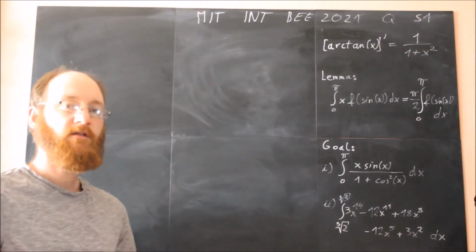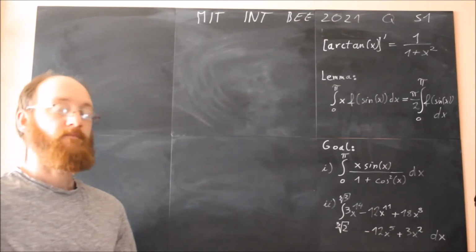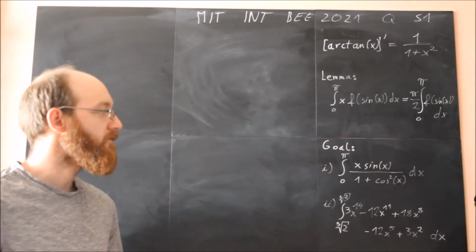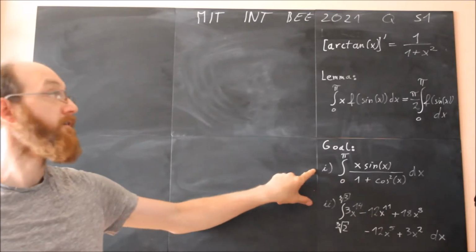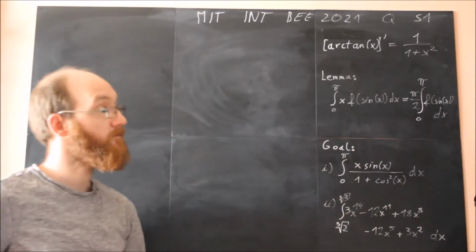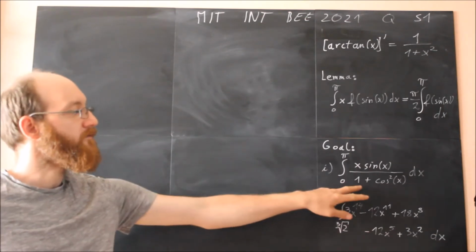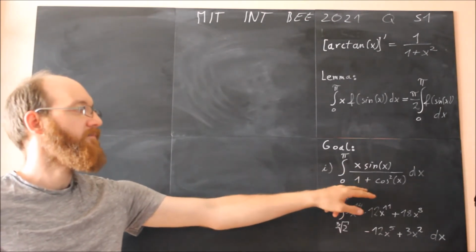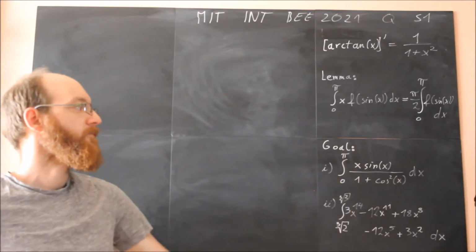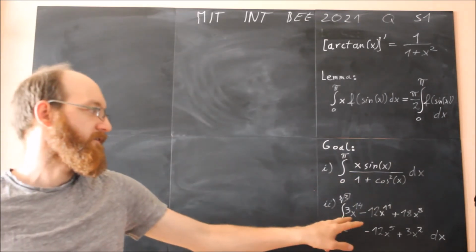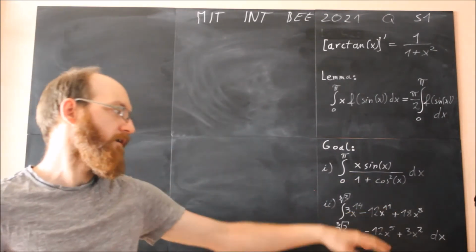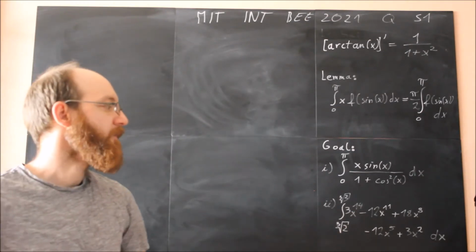Welcome to Easy Mathematics and a new video. Today we take a look at two integrals from the MIT Integration Bee 2021 from the Qualifier sheet. And the first one looks like this: x sine x over 1 plus cosine squared of x. And the second one is an easy polynomial, I would say.